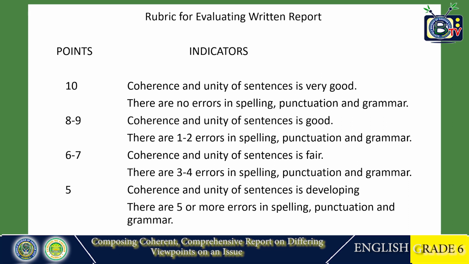6 to 7 points if coherence and unity of sentences is fair, that there are 3 to 4 errors in spelling, punctuation, and grammar. 5 points if coherence and unity of sentences is developing, that there are 5 or more errors in spelling, punctuation, and grammar.